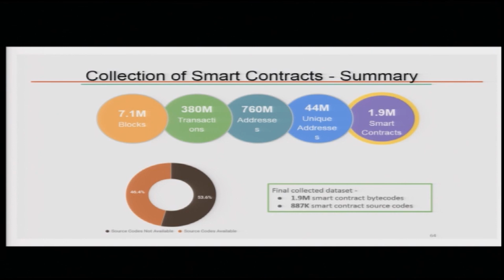And then smart contracts: we found 1.9 million smart contracts, and out of them we found source code for about 53%, because some authors of smart contracts also put up their source code, whereas others don't. So we collected 1.9 million smart contract bytecodes, of which half we could find the source code for. But what I am going to tell you now doesn't require source code.